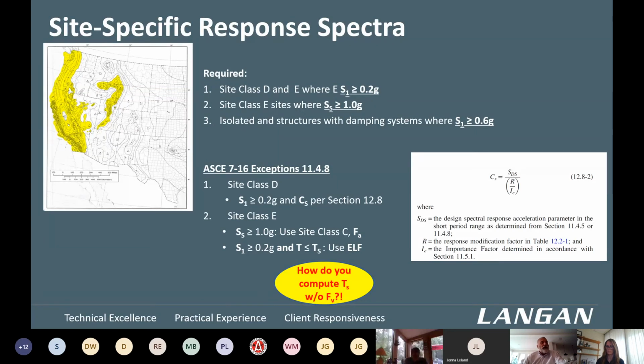There's basically a 50% penalty in terms of trying to take these exceptions as opposed to doing site specific. There are some other criteria with respect to ductility and the period of the structure. So this is kind of to determine whether or not you need to do site specific or not. It's kind of a little bit of an interaction between structural and geotechnical engineers. Next, please.